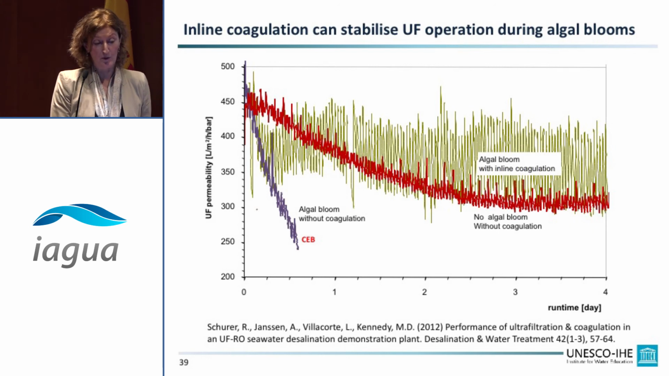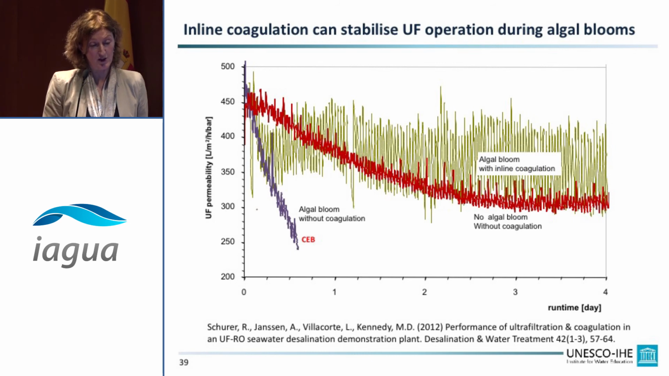When we have no algal bloom, the need for a chemical enhanced backwashing is once every couple of weeks, in fact. So you can see there was a drop in permeability, but then it stabilizes. Then we put the inline coagulation on during the algal bloom, and you can see the inline coagulation was also able to stabilize the operation even during the algal bloom. And the dose used here was about 0.5 milligram per liter of iron.